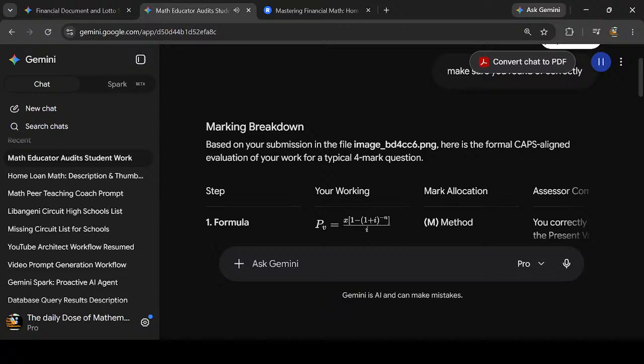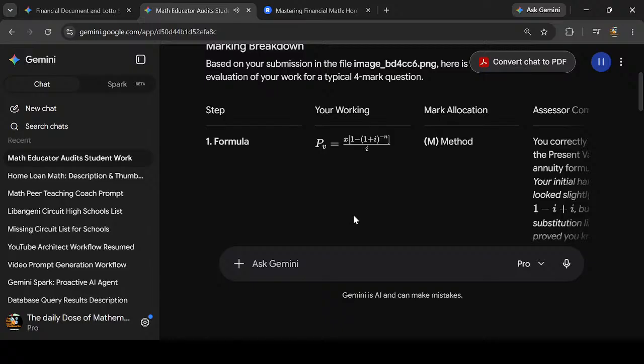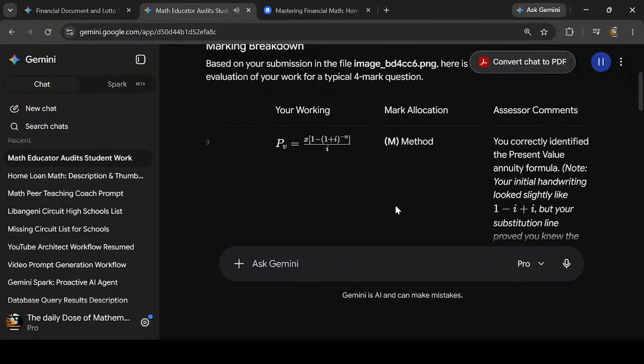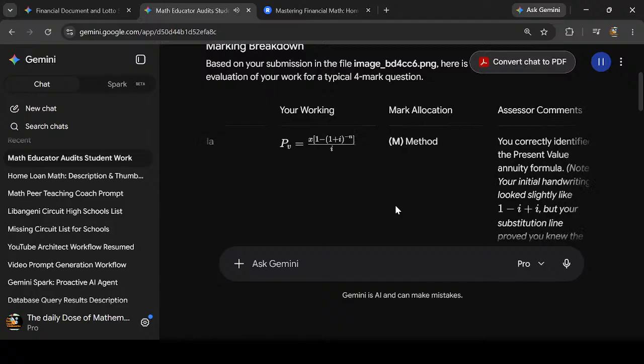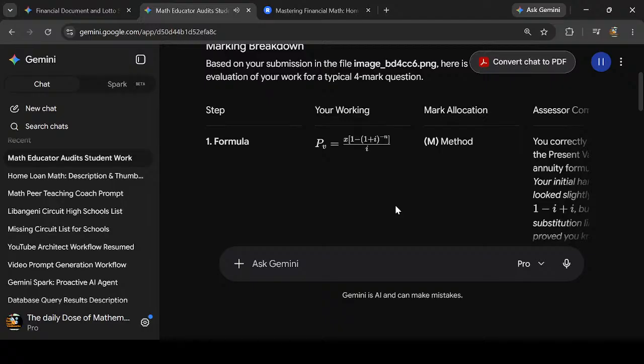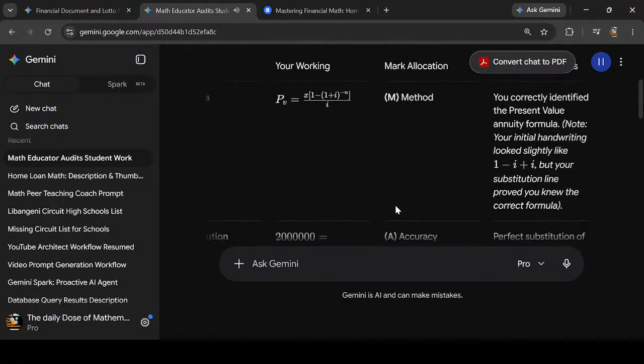Marking breakdown. Based on your submission, here is the formal evaluation of your work for a typical 4-mark question. Step 1, formula: PV equals x times the fraction of 1 minus (1 plus i) to the power minus n, over i. Method mark: you correctly identified the present value annuity formula. Note, your initial handwriting looked slightly different, but your substitution line proved you knew the correct formula.